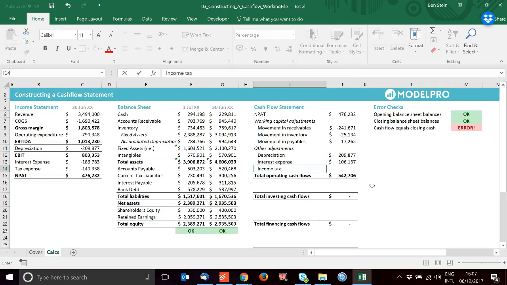Same with tax. Did we actually pay any off? We have tax expense over here. It's reported as a P&L number, but it's not a cash figure. So we have to make adjustments to our cash from our cash balance. And that is our operating cash flows for the period.